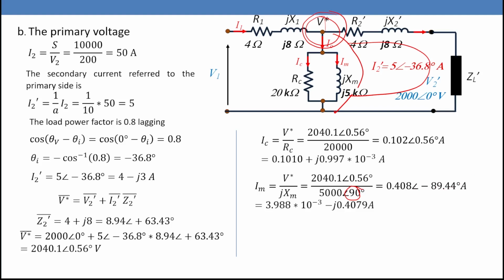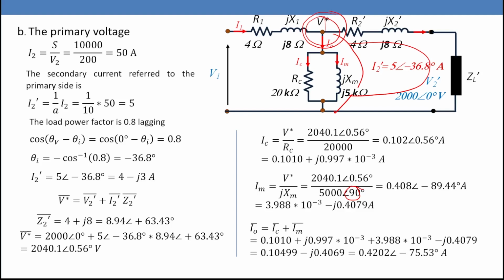So in this case, we can add I core and IM to get I node, where I node equals I core plus IM. So I node equals 0.10499 minus j0.4069, or in polar form 0.4202 angle minus 75.53 degrees ampere. Still, we didn't calculate V1 yet, but we succeeded to calculate I node and I2 dash.